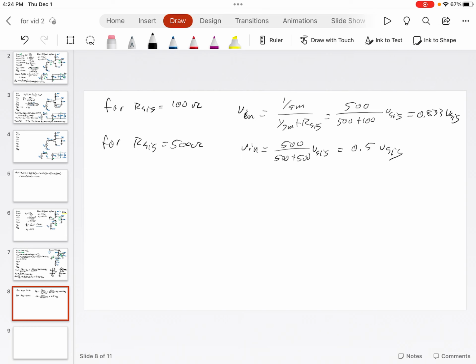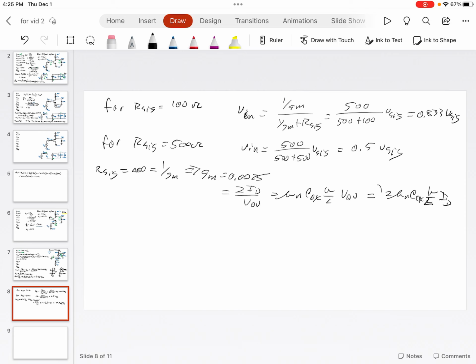Now we can adjust 1 over GM to match, and that'll help. But we've got limits in what we can do. If R sig is equal to, say, 400, and that needs to be equal to 1 over GM, then GM needs to be 0.0025. And so then that needs to equal 2ID over V overdrive, or mu n Cox W over L times V overdrive, or square root of 2 mu n Cox W over L times ID.